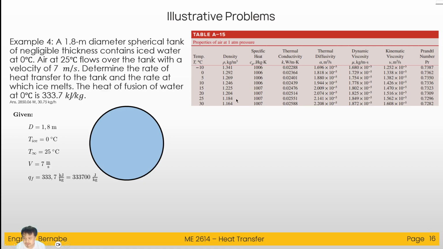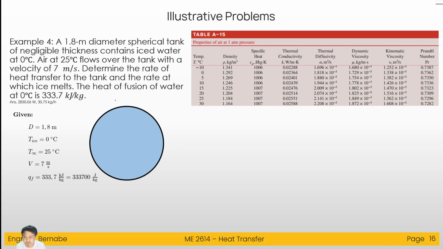So the heat of fusion of water at 0 degrees Celsius is 333.7 kilojoules per kilogram. Here we have an assumption that it has negligible thickness. But what that basically means is that, realistically, it has a thickness, right? So it has conduction, no? So convection and conduction, and then conduction within the fluid. So we are assuming that this thickness right here is infinitesimally thin, for the reason that the conductive heat transfer is negligible. Okay, so this will be purely convection in a spherical tank.